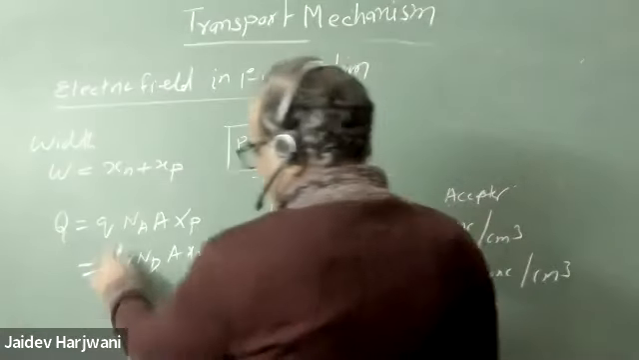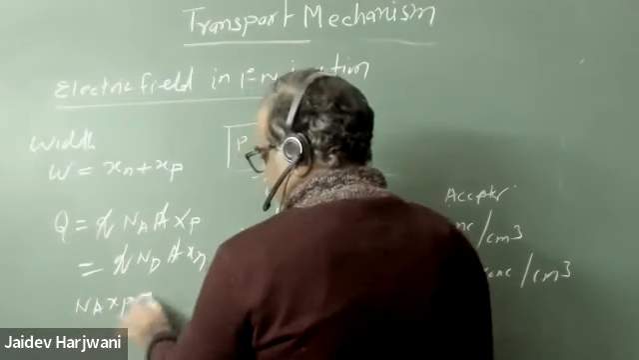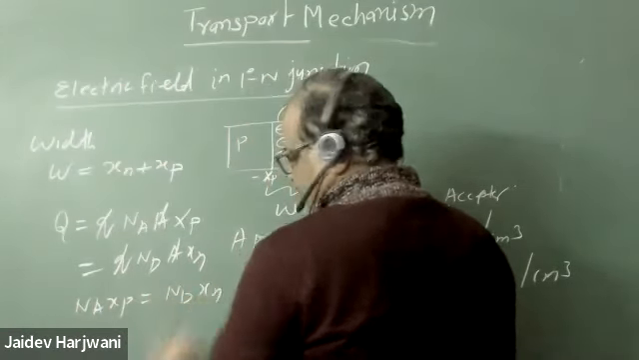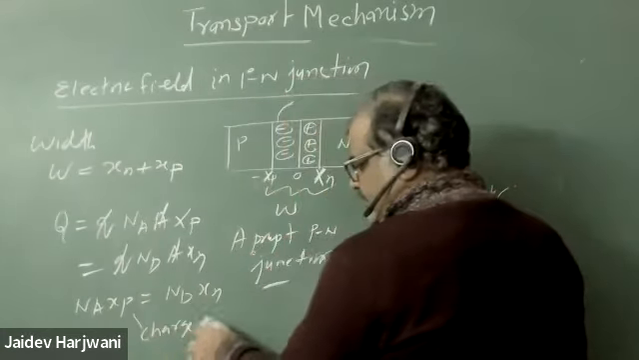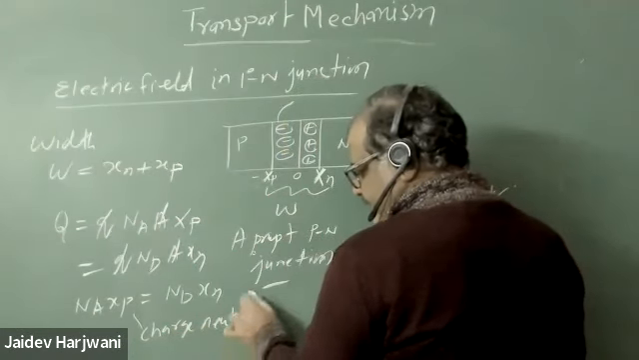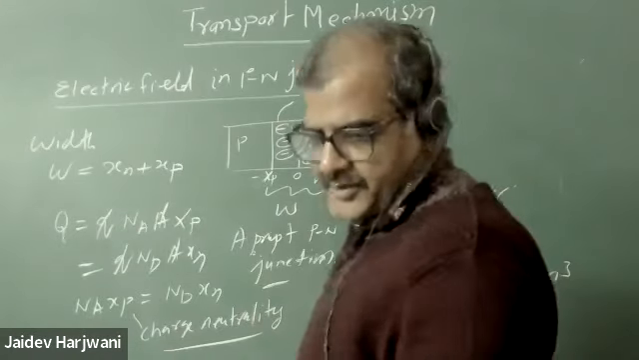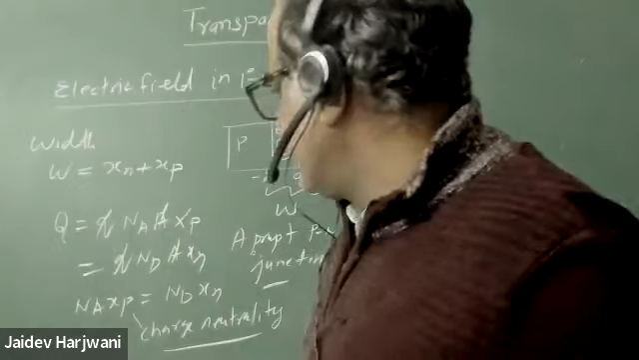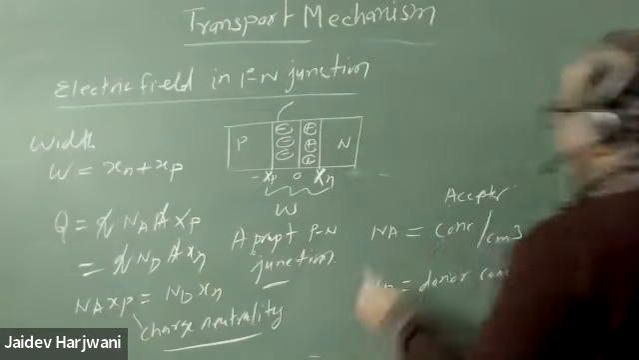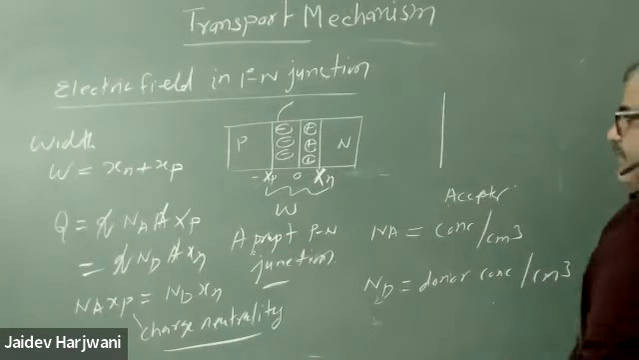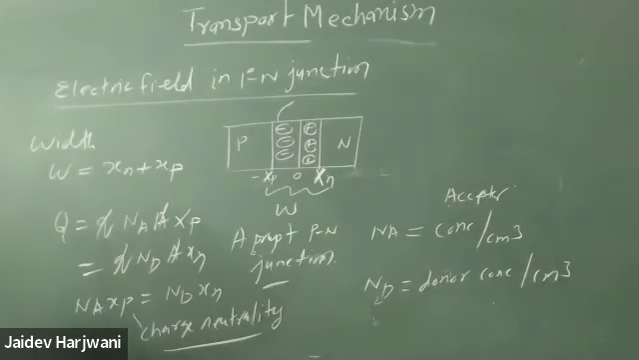Okay, so if I cancel this q and A, what do I get? Na xp equals Nd xn. So this is called the charge neutrality condition. Charge neutrality. Okay, at p-n junction. So now what do you mean by an abrupt p-n junction? Abrupt p-n junction means that if I draw the charge density, okay, first write this down, I will tell you. If you have written this one, I can erase this.